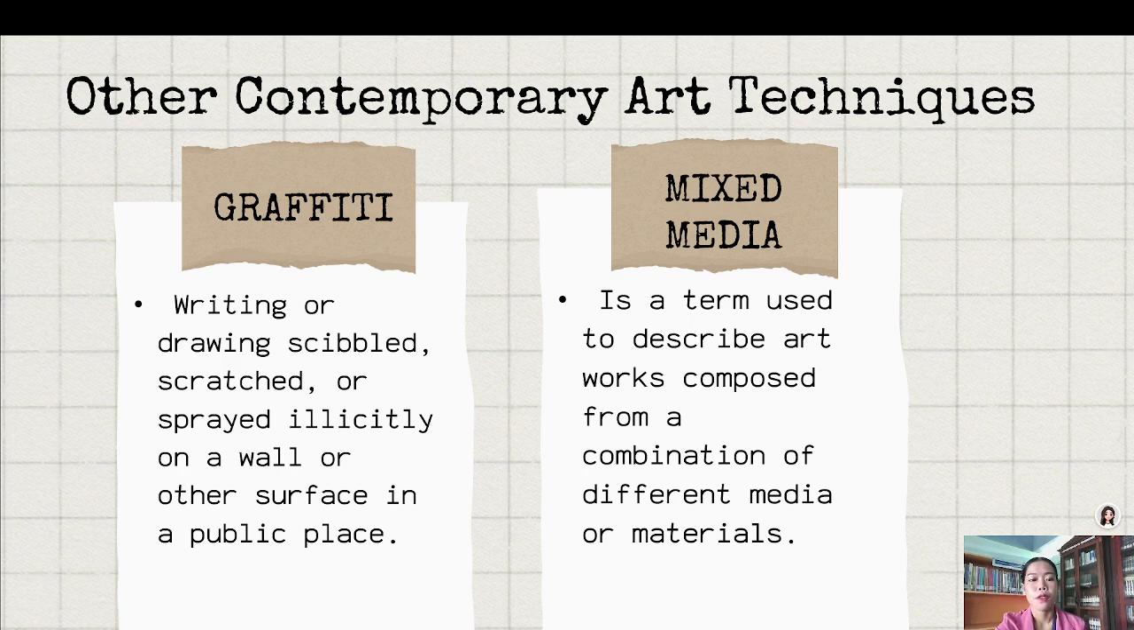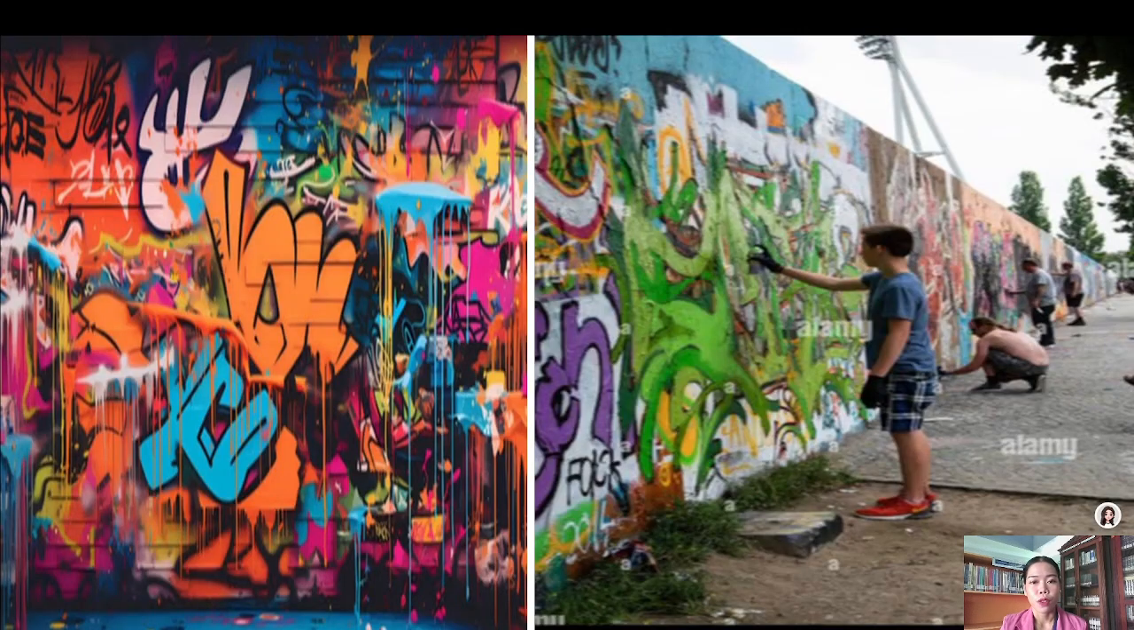Next is graffiti. Graffiti is writing or scribble, scratch, or spray illicitly on a wall or other surface. I know you're very familiar with this art technique. This is an example of graffiti.